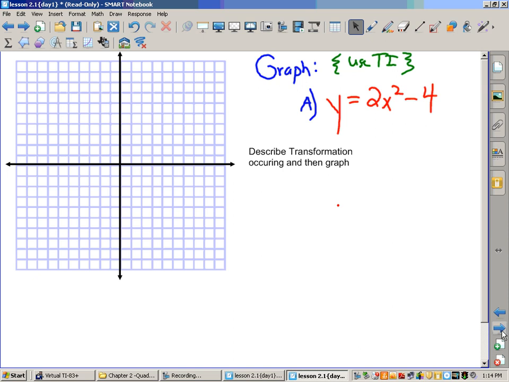Now graph it. Your first word on this is not grammatically written in English. We should always shift it first. So that transformation right here that occurred: translated down 4. Right, so we went down 4.